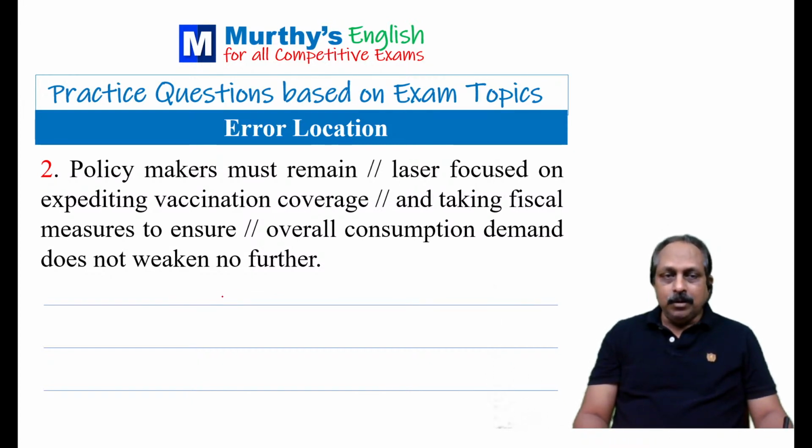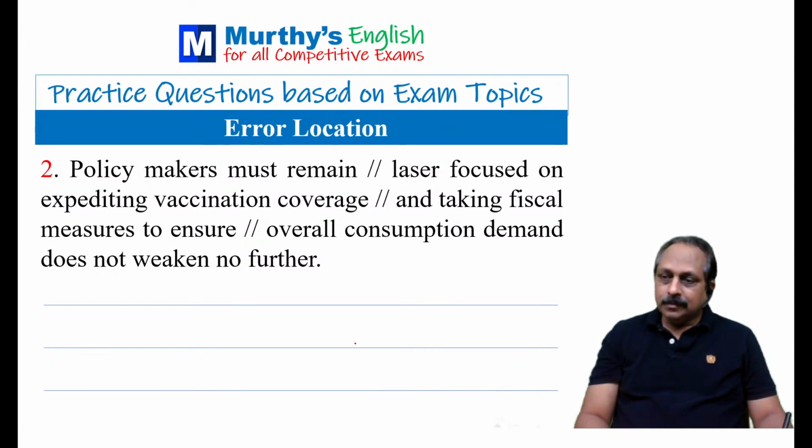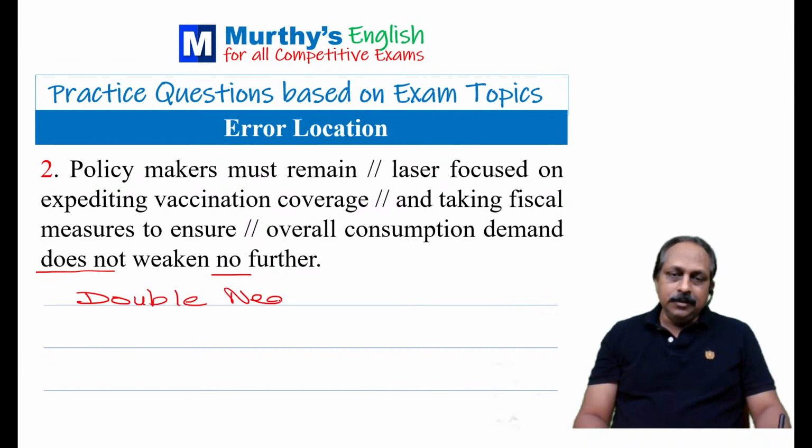Policymakers must remain laser focused on expediting vaccination coverage and taking fiscal measures to ensure overall consumption demand does not weaken no further. Where is the error? Sentence number two, fourth part. What is the error? You have to mention the correct expression. Less is not correct. Fourth part, but what is the problem over there? Here we have does not, a negative expression. No further. It is a double negative. We cannot use double negatives, not acceptable in English. So it is not correct.